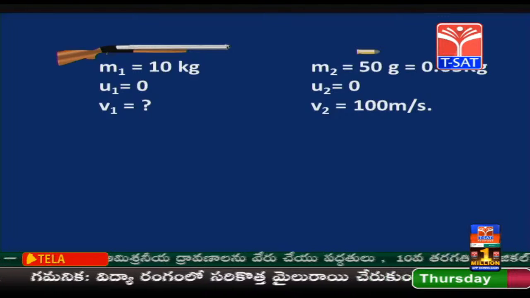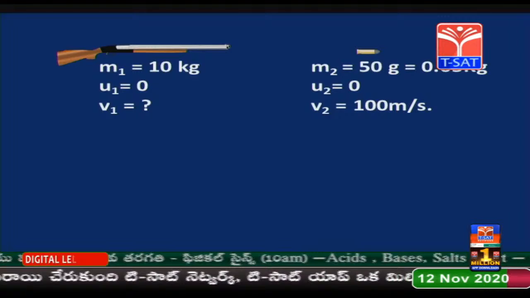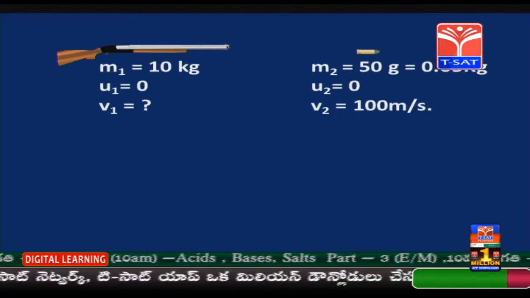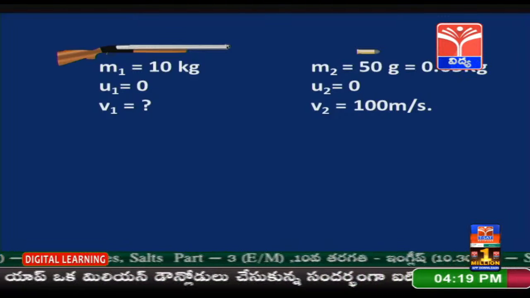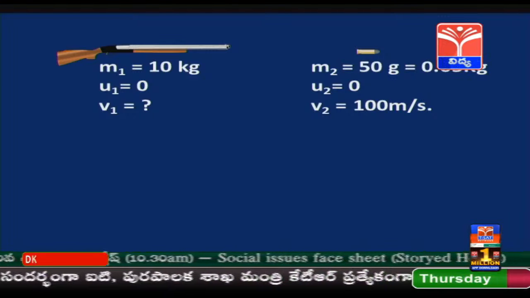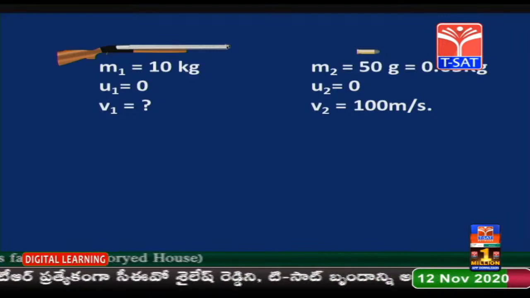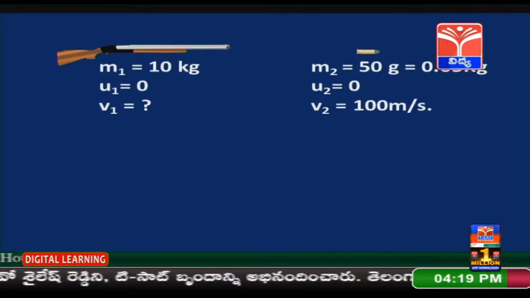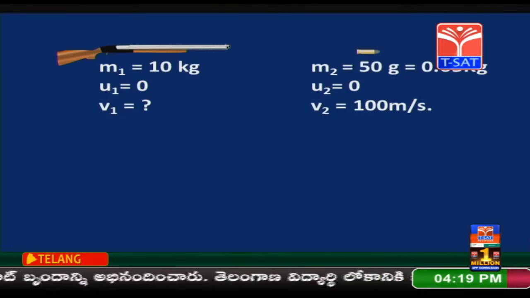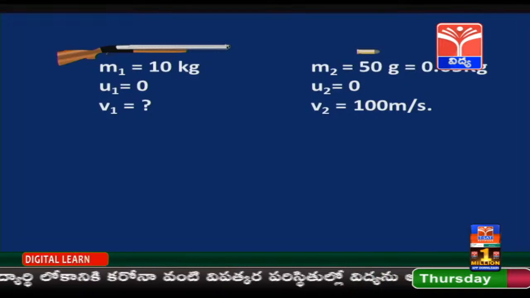Here m1 is mass of the gun, which is 10 kg. Before collision, that is before firing, initial velocity is 0. After the bullet is fired, we have to find out its velocity, that is v1. The mass of the bullet is 50 gram. Writing in kg, it is 0.05 kg. Initial velocity was 0, that is u2. When the bullet is fired, the velocity was 100 meters per second.